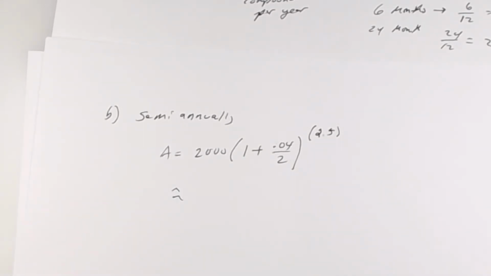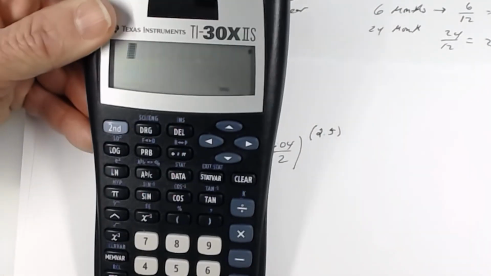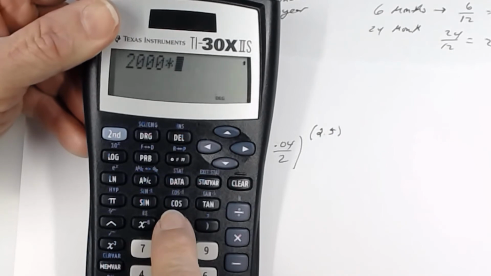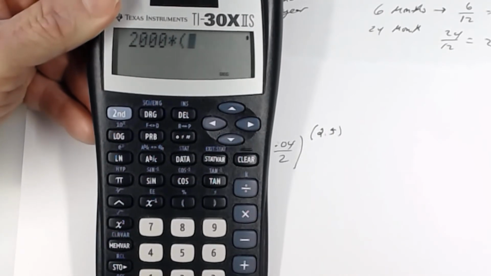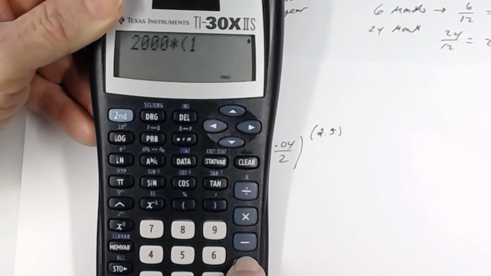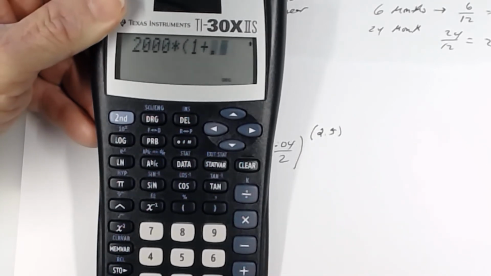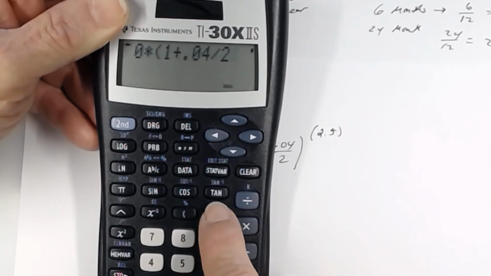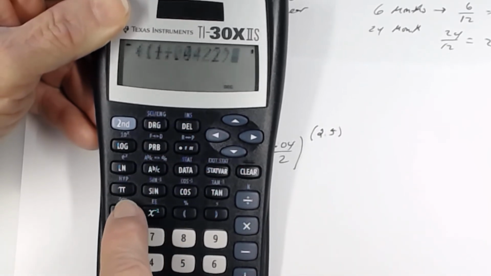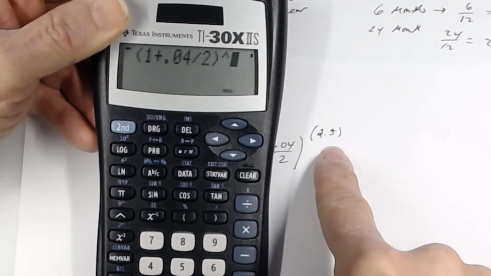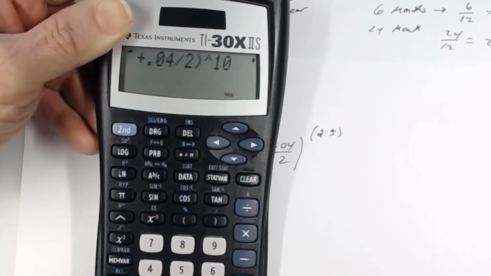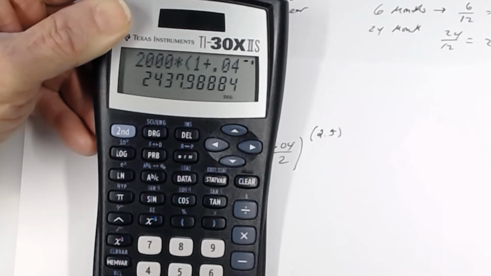Okay, so in your calculator you're going to say 2,000 times, what do I type in next? Parentheses, what do I type in next? 1 plus 0.04 divided by 2, close parentheses, raised, and you can say 10 if you want to, right? So I'm just going to say 10, because you all know that 2 times 5 is 10. Enter, and you get how much money?